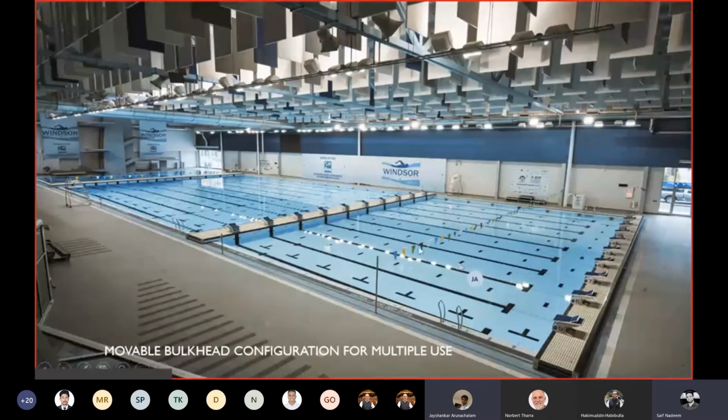As I explained, there are two bulkheads in this case in the entire 50 meter pool, which will split the pool for multiple objectives, either to have two 25 meter pools or to have multiple trainings. So this is the objective of the bulkhead.